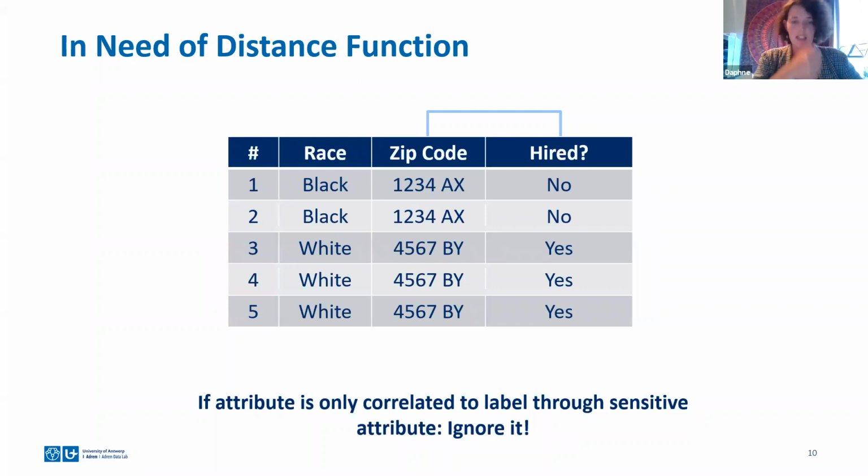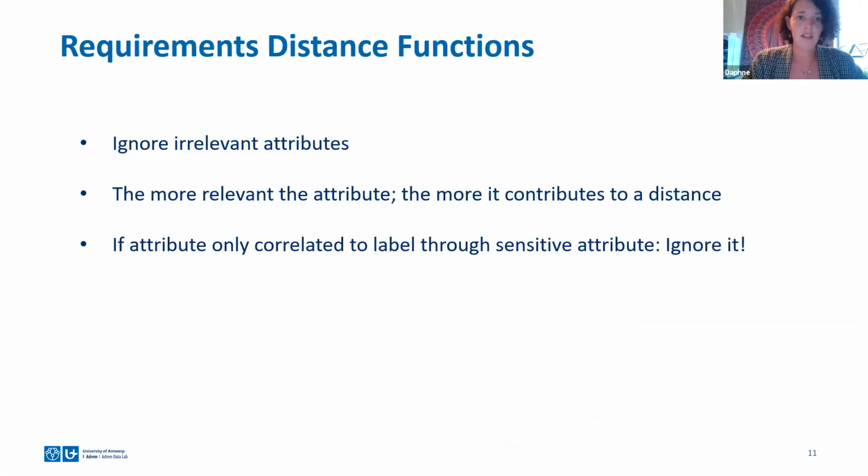One last requirement is that we already learned about indirect discrimination and these so-called redlining attributes, where an attribute like zip code may be correlated to a decision attribute because there's some correlation between a sensitive attribute and the decision attribute. In this case, of course, we also want to ignore a redlining attribute, since it's only correlated to the decision attribute through the sensitive attribute. So here again, we listed all the requirements of a distance function. I think, or I hope, it should be clear.